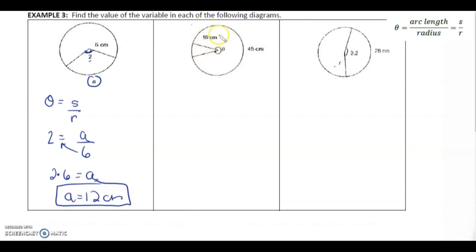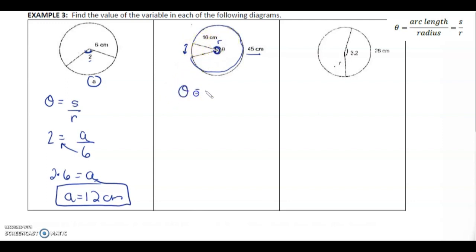Okay. For the second one, we have an arc length here of 45 centimeters. And we know that it's this entire arc length and not this one in here because of the angle that is identified. Okay, this entire thing is the angle. So this is almost going to be 2 pi, right? If you think about it, well, as per the diagram. Okay, and then we have a radius of 10.